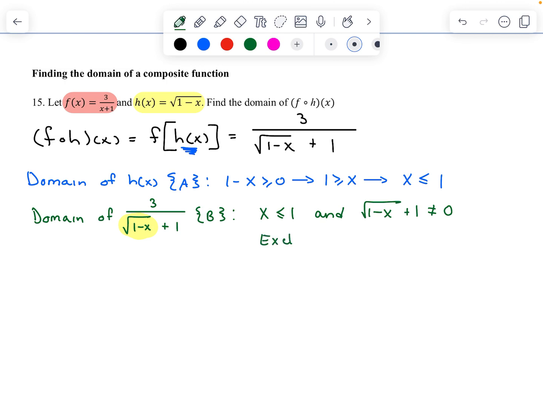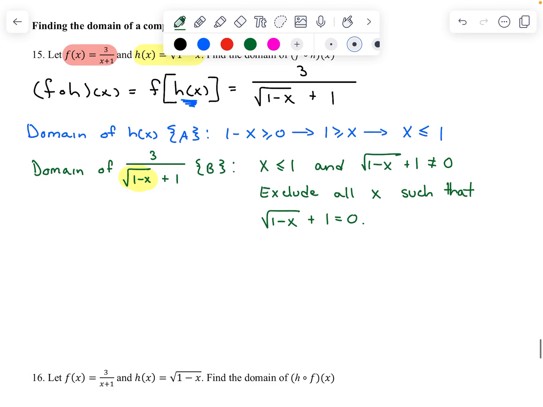So we want to exclude all x such that the square root of 1 minus x plus 1 equals 0. And to solve this equation, I'm going to subtract 1 from both sides. So that implies that the square root of 1 minus x is equal to negative 1. And this has no real solution.